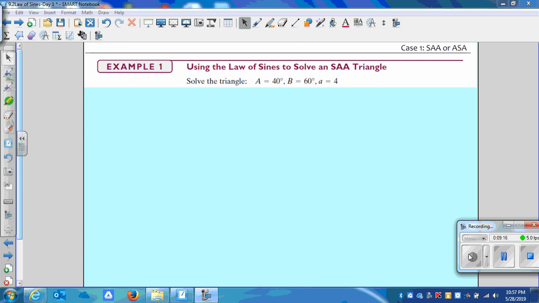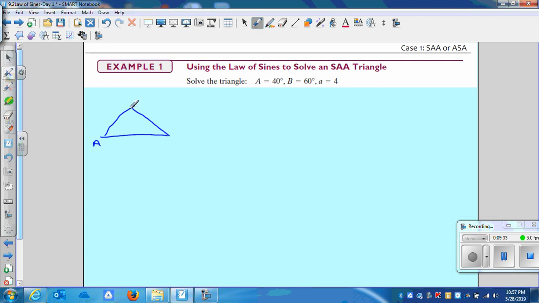So our first practice problem says: solve the triangle where A is 40, B is 60, and a is 4. So you're going to want to do a rough sketch of this, and it doesn't have to be perfect. Do the best you can with your drawing there. A little bit crooked on my part.